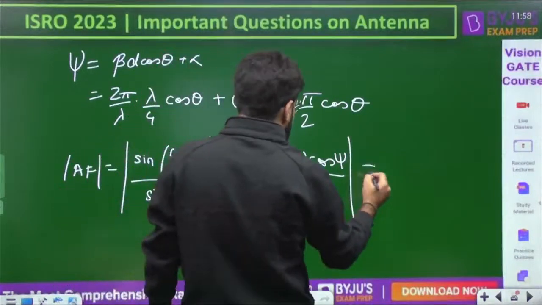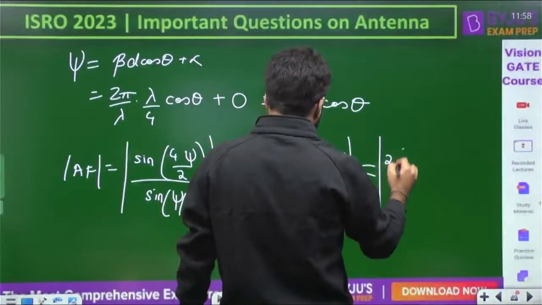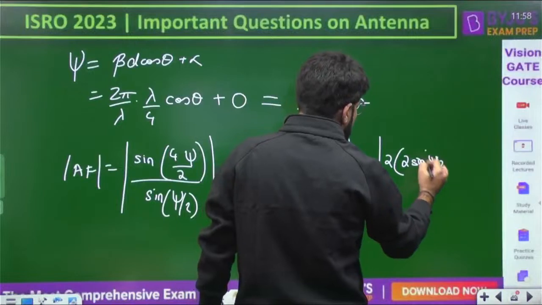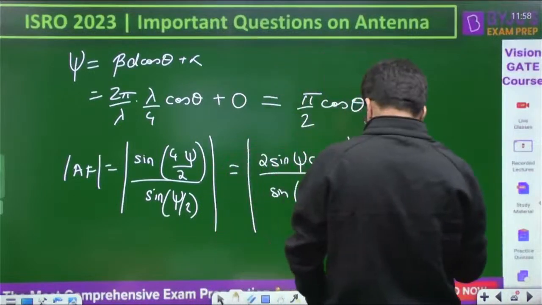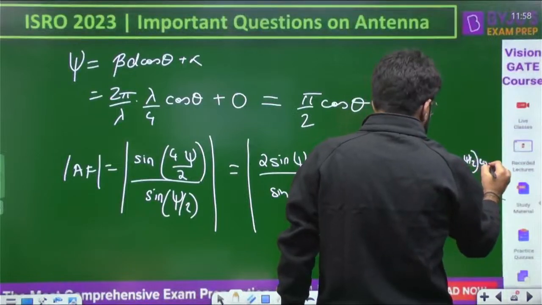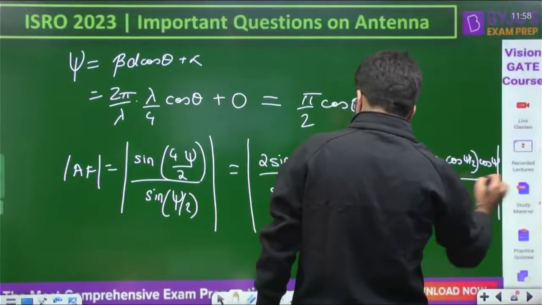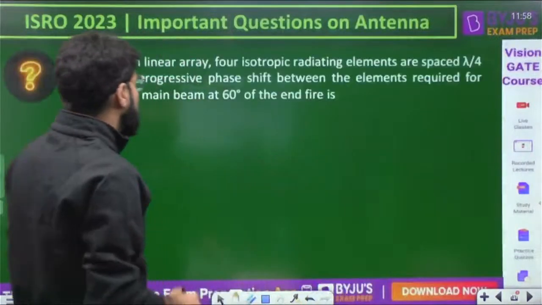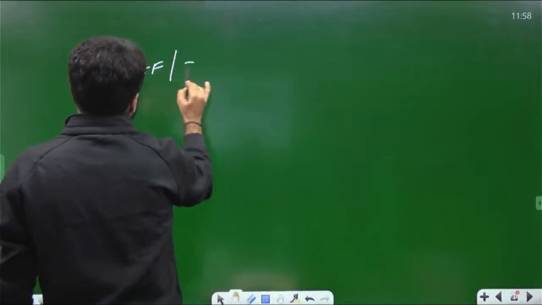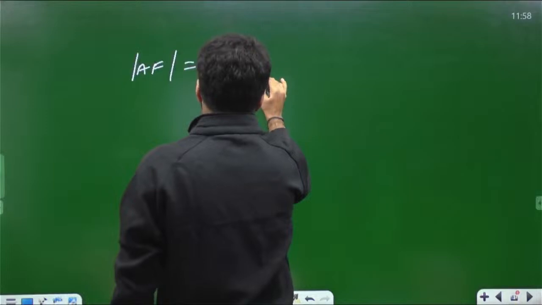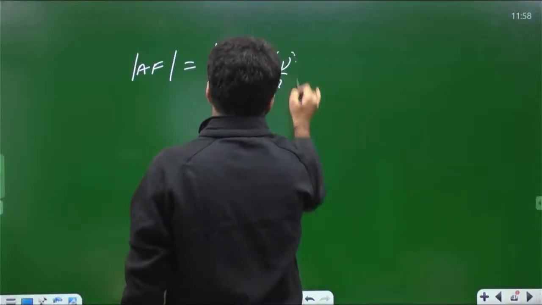Further, if you simplify, sin xi again becomes 2 sin xi by 2 cos xi by 2. Applying the property again, we have 2 sin xi by 2 cos xi by 2, and then there is cos xi as well, divided by sin xi by 2, and sin xi by 2 will get cancelled. So the total answer is going to be, the modulus of the array factor will be 4 times cos xi by 2 and cos xi.